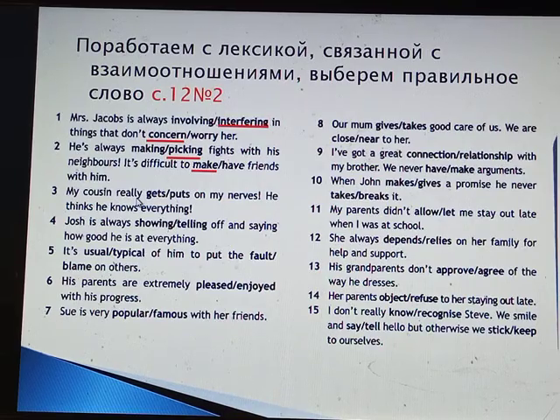My cousin really gets on my nerves. He thinks he knows everything. Josh is always showing off and saying how good he is at everything. Showing off, изображает из себя что-то. It's typical of him to put the blame on others. Для него это нормально обвинять кого-то.